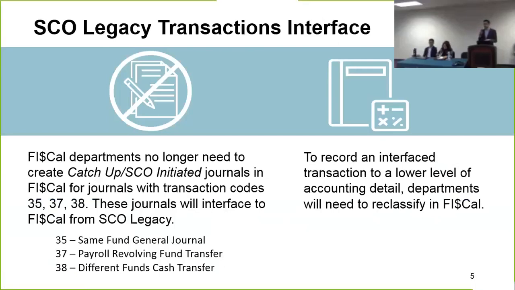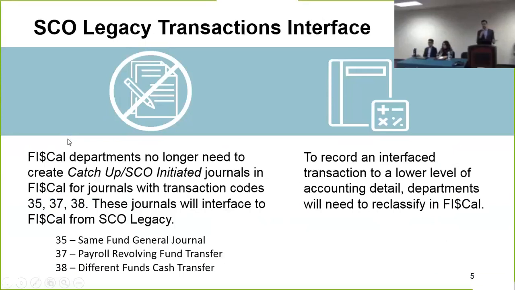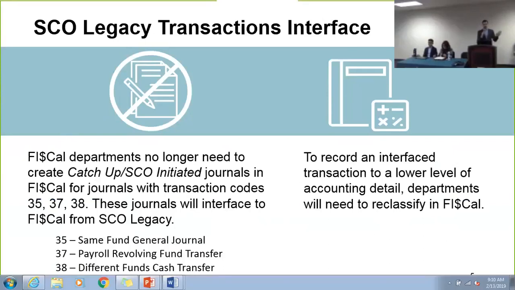All right, so let's get into the first impacted business process. Here, we have the SCO legacy transaction interface. So Fiscal departments will no longer need to create catch-up or SCO initiated journals in Fiscal. So when SCO sends you those SCO JEs for the transaction codes 35, 37, or 38, you no longer need to create GL journals to mimic what is in SCO legacy. These will get interfaced in to Fiscal from SCO legacy automatically.